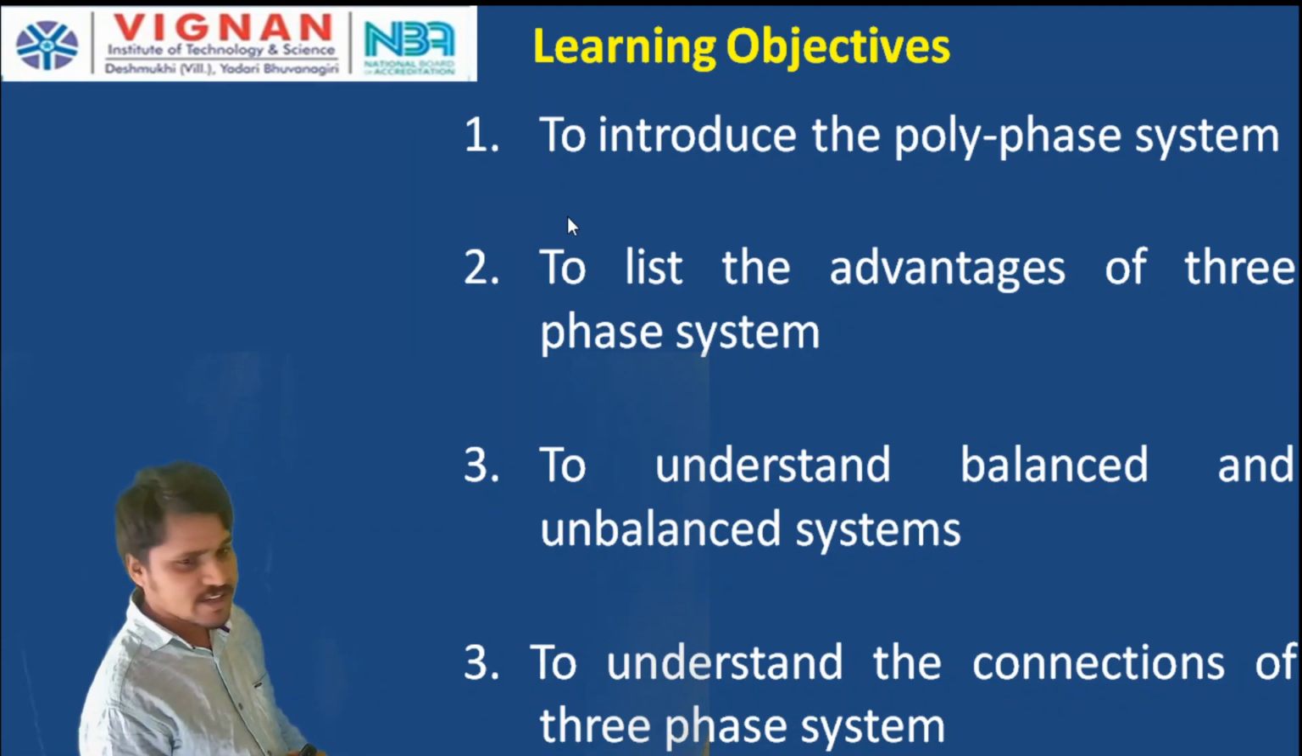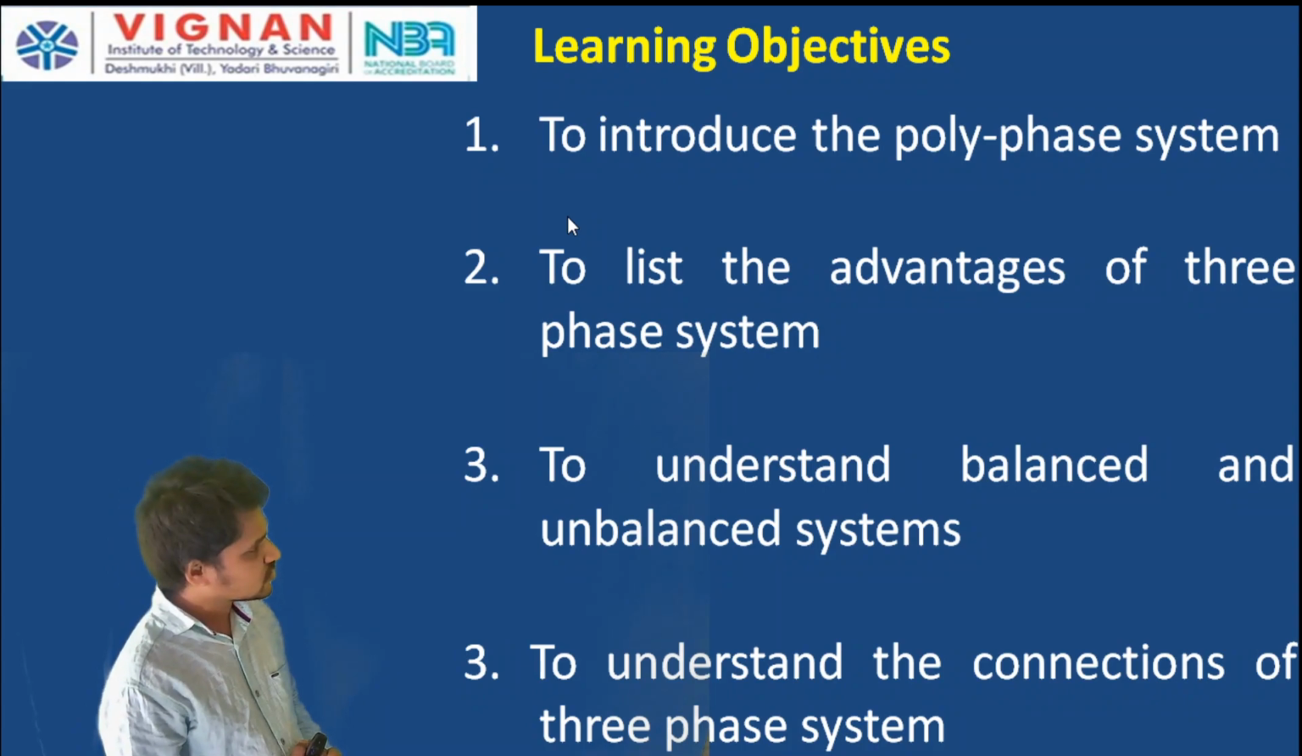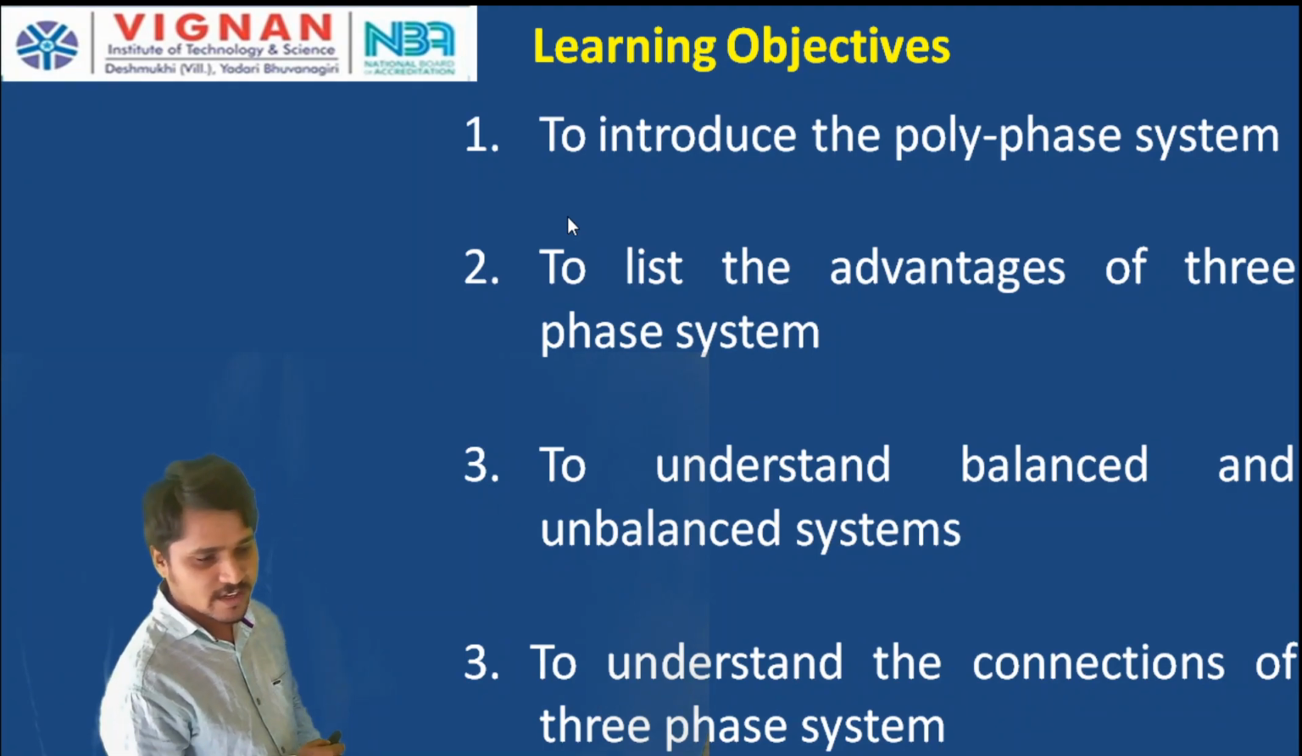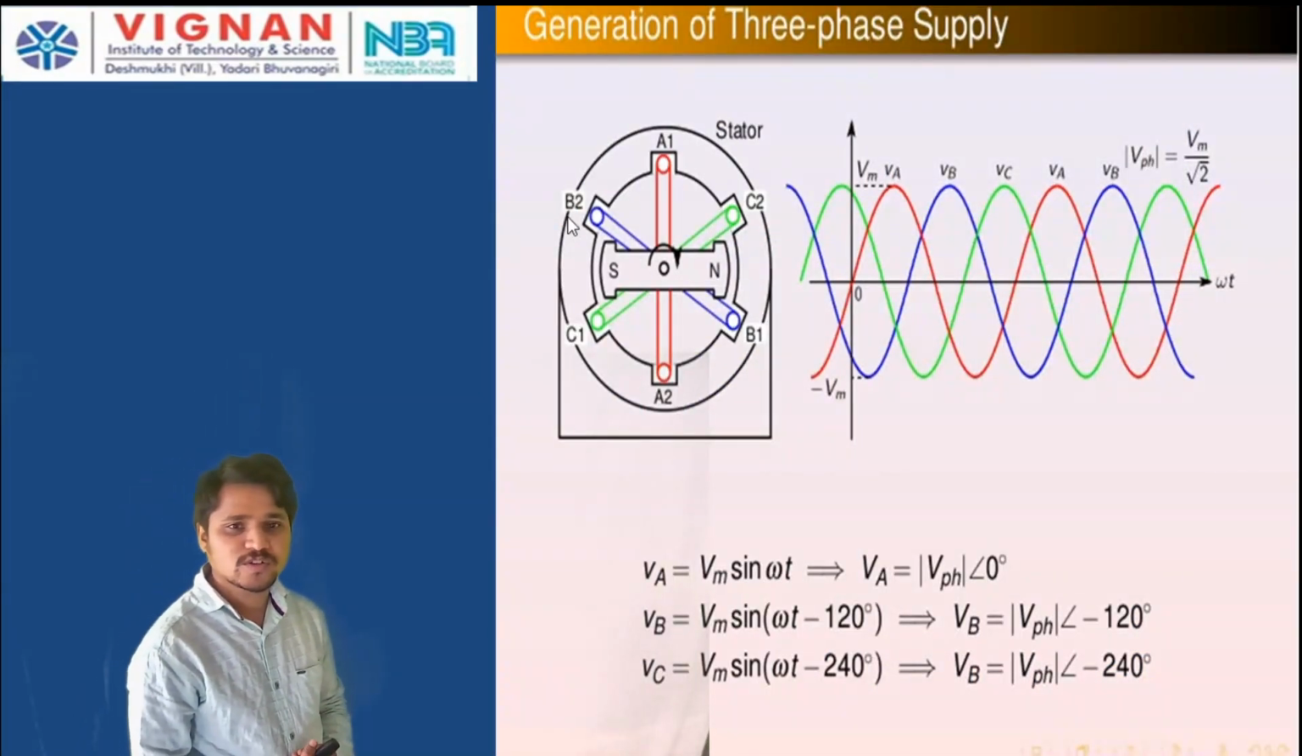And next one is to list the advantages of three-phase system. The third learning objective is to understand the balanced and unbalanced systems. And the fourth one is to understand the connections of three-phase system. Okay, so let us see one by one. So coming to the three-phase.